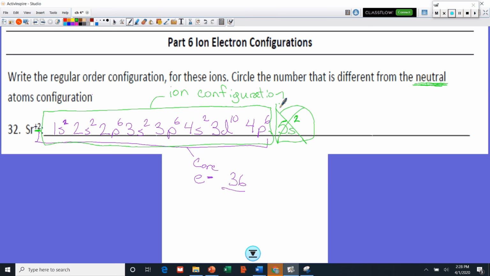So remember, whenever you're doing electron configuration for an ion, you just either add or remove electrons from the total, depending on if it's positive or negative. If it's positive, you lose electrons. If it's negative, you gain electrons.